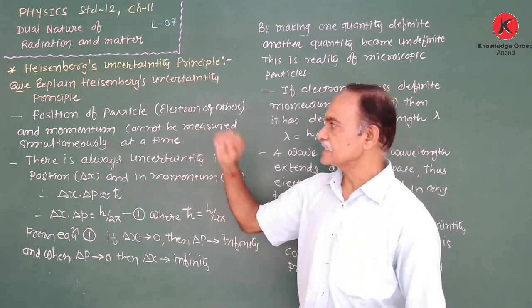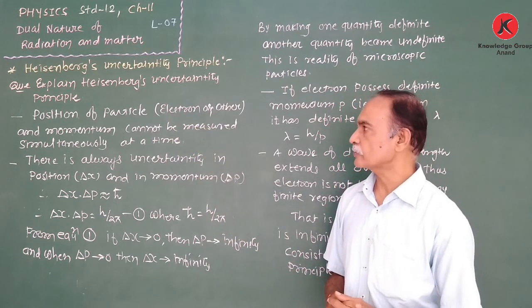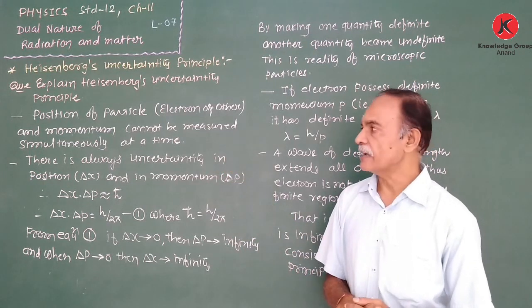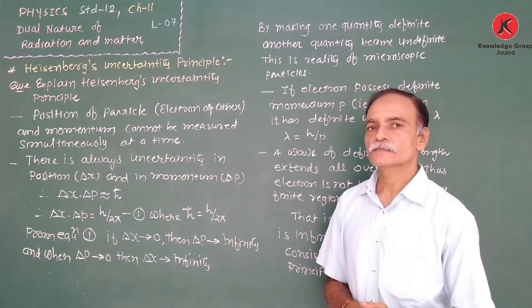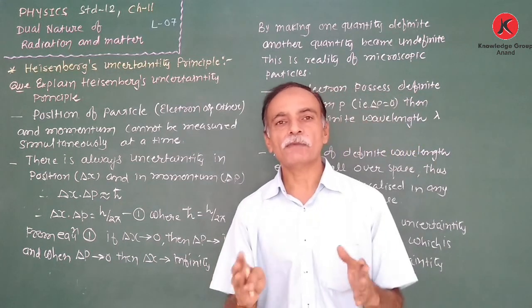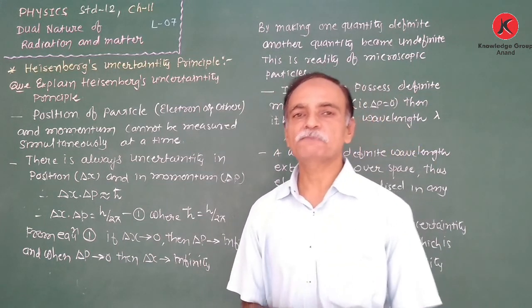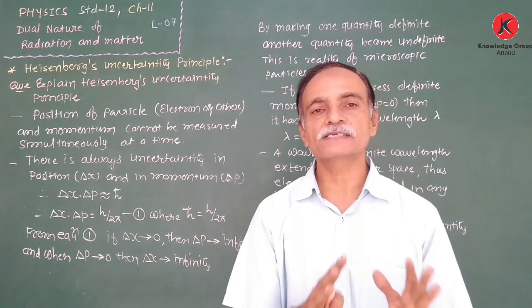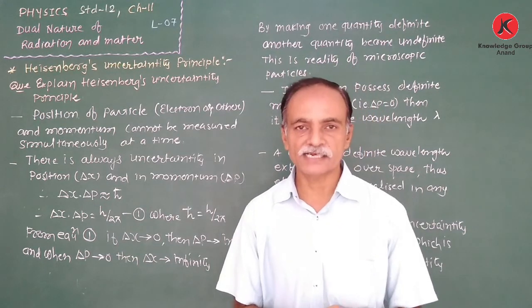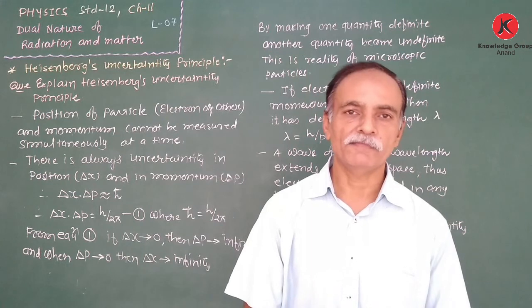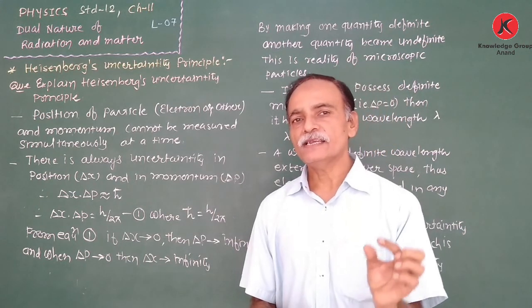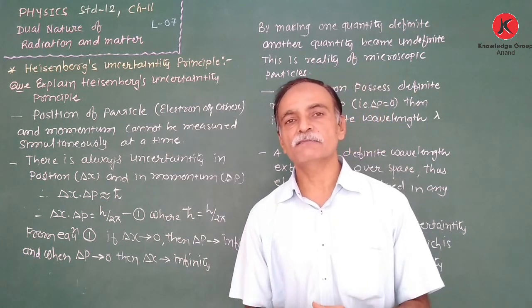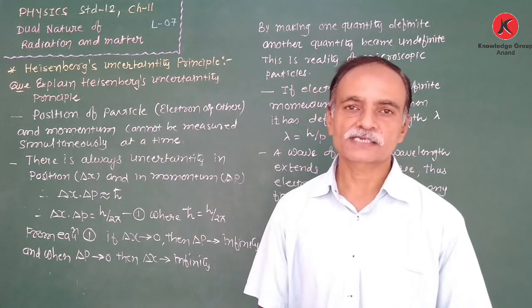So the answer is: the position of a particle, that means the electron or the other, and momentum cannot be measured simultaneously at a time. Because when we consider the particle nature, its momentum is fixed. Momentum represents the particle nature and wavelength represents the wave nature of matter. If the particle nature is fixed, at that time its position is fixed. But in wave nature, as we consider the matter as a wave, its position is not fixed.